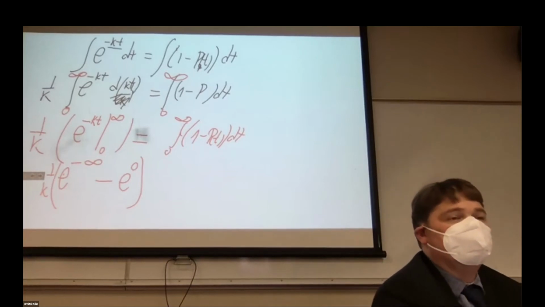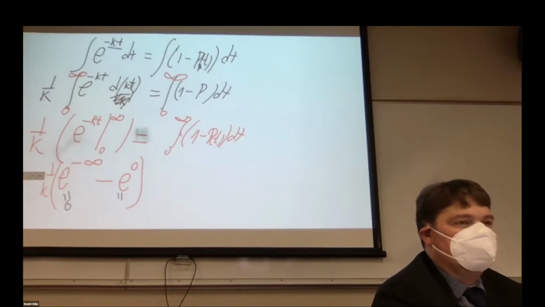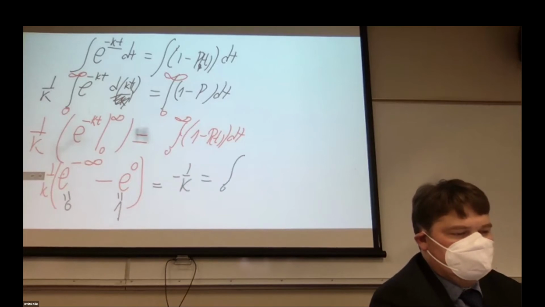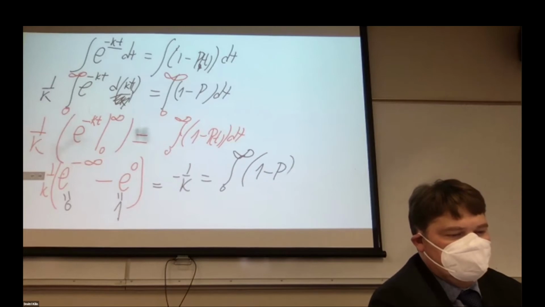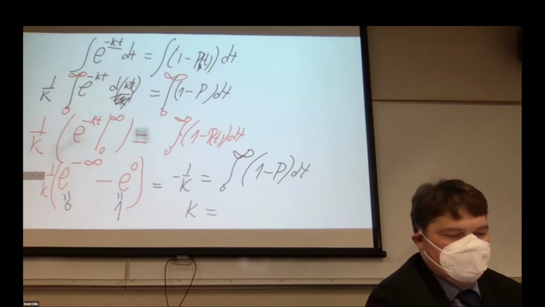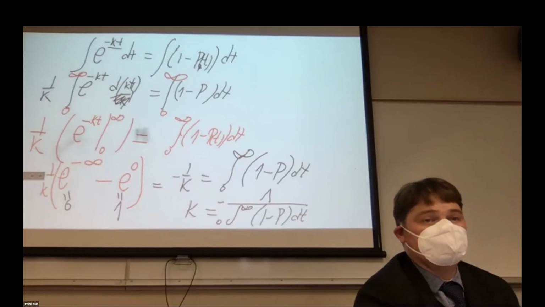What is e to the power minus infinity? 0. What is e to the power 0? 1. So we have minus 1 over k equals the integral from 0 to infinity of 1 minus p dt. And we can solve for k, which will be 1 divided by minus the integral from 0 to infinity of 1 minus p dt. Make sense?